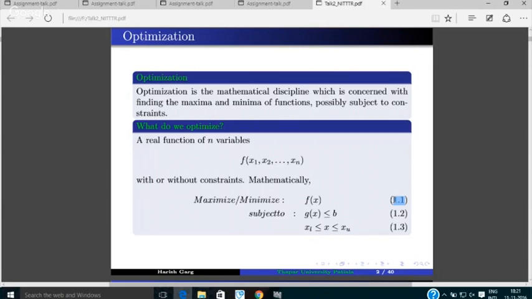So what's the first thing that comes to your mind whenever I ask how to solve equation 1.1 subject to 1.2 and 1.3? As we studied in our lower classes, the first derivative is 0, and the second derivative is greater than 0 or less than 0, depending upon maximization and minimization. All of you know that?